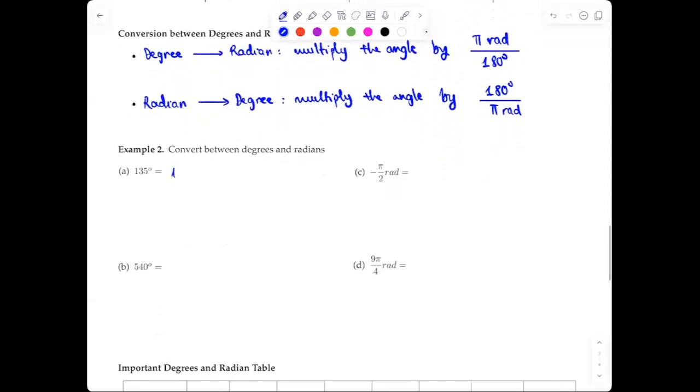So I have 135 degree multiplied by pi radian divided by 180 degree. So the degree cancel out, right? And you're left with just one unit, in this case the radian unit. That's why you convert from degree measure to radian measure. You okay with that? Alright.